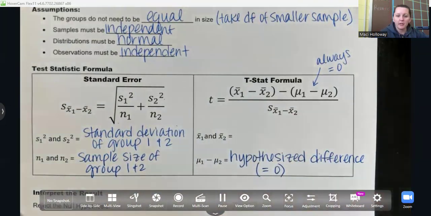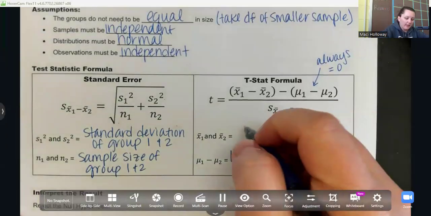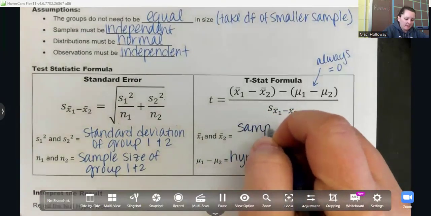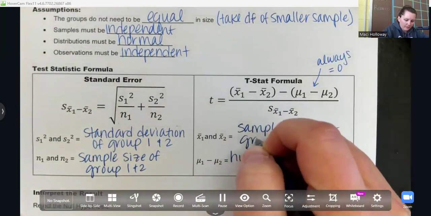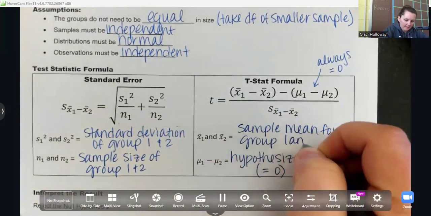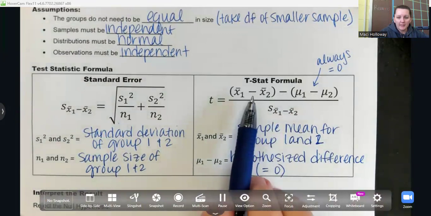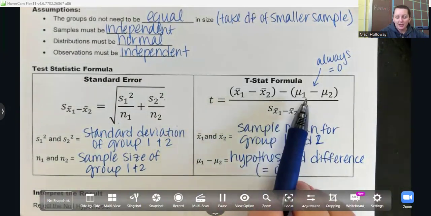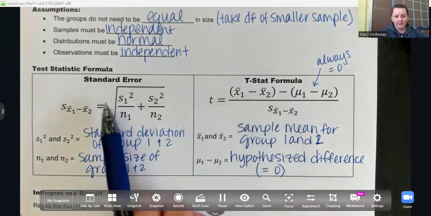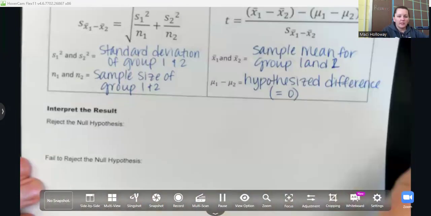Always equals 0 there. And this x bar 1 and x bar 2, that's the sample mean for group 1 and 2. So this is the sample mean for group 1 minus the sample mean for group 2, subtracted minus your hypothesized difference, which we know is 0, divided by the standard error that we found here. So let's move on down and we'll interpret the results.